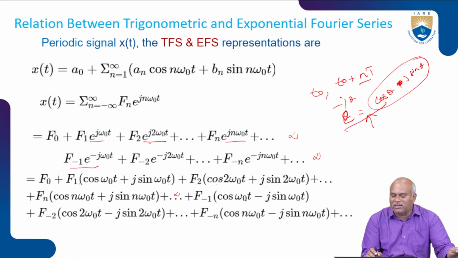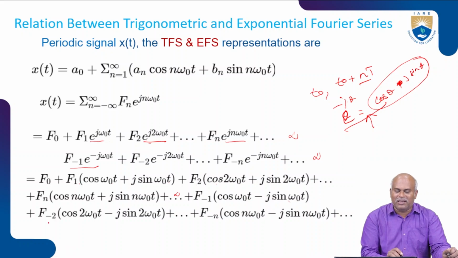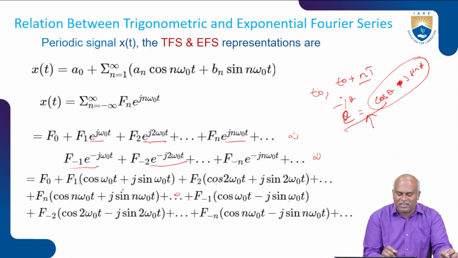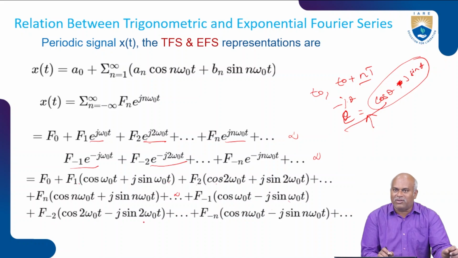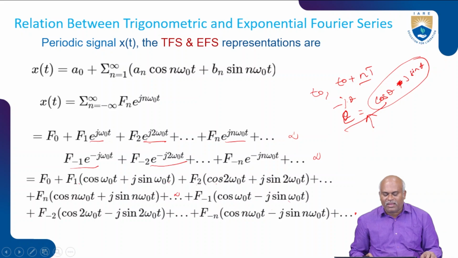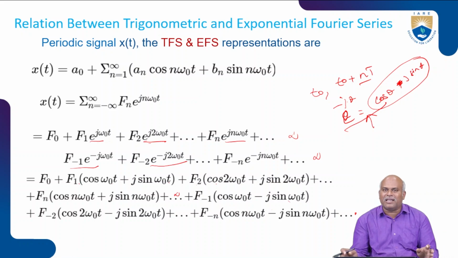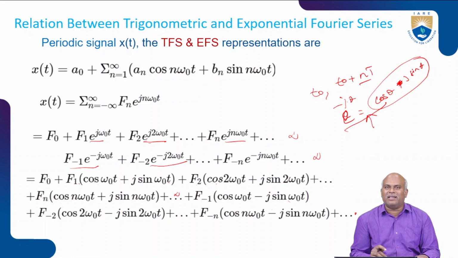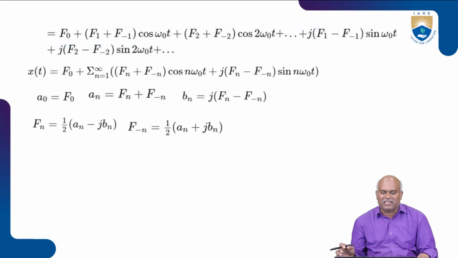So f of minus 1 (cos omega 0 t minus j sin omega 0 t). Then the second portion, this is f of minus 2 (cos 2 omega 0 t minus j sin 2 omega 0 t), up to infinity. Now we got the complete set of the equation. Now we compare the trigonometric Fourier series with the exponential Fourier series.